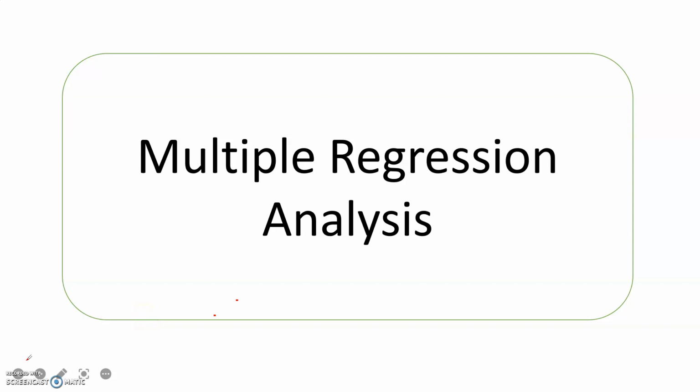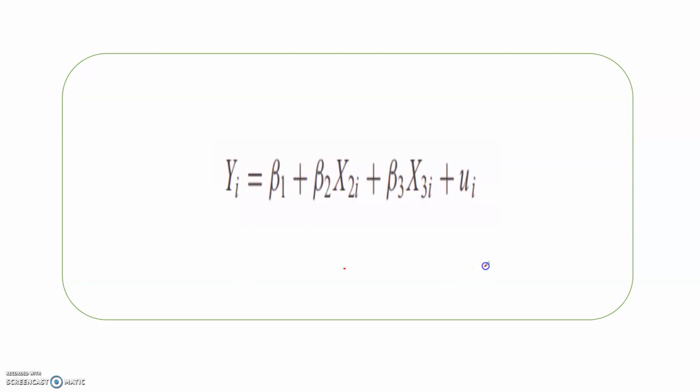Today we are going to discuss multiple regression analysis. Now that we have already understood what a two-variable model is, in a two-variable model we saw that we have one independent variable and one dependent variable. But in a multiple regression function, we'll have one dependent variable but more than one independent variable. So this is an example of a three-variable model.